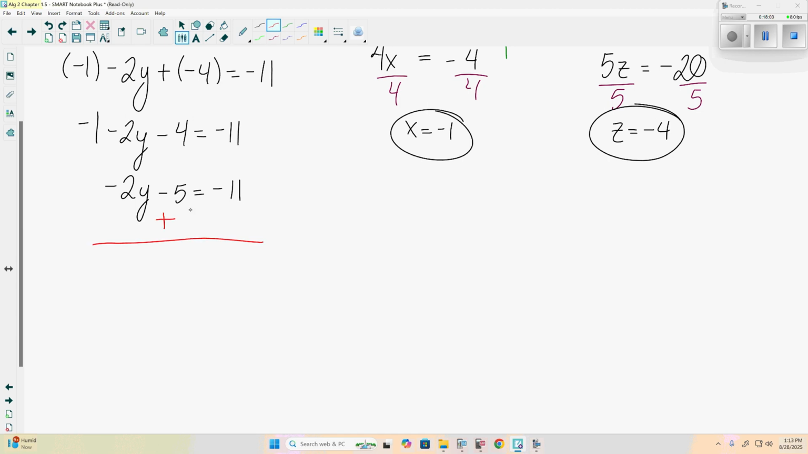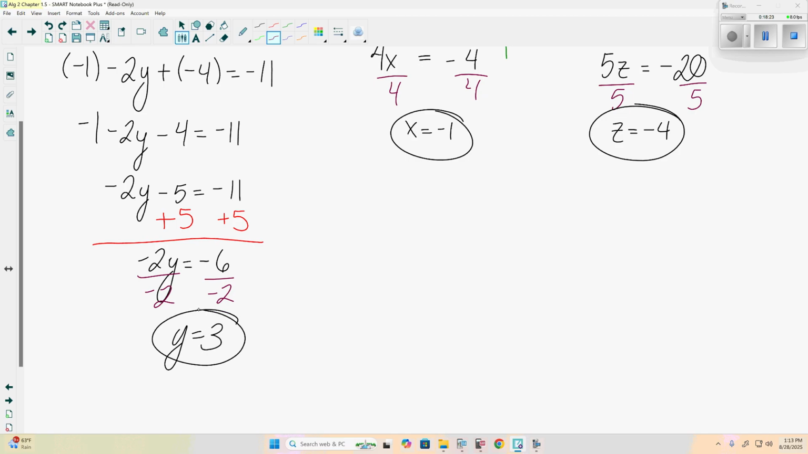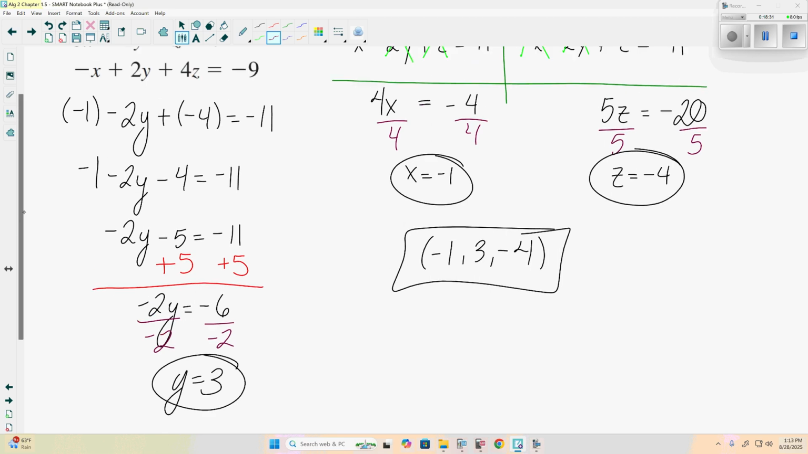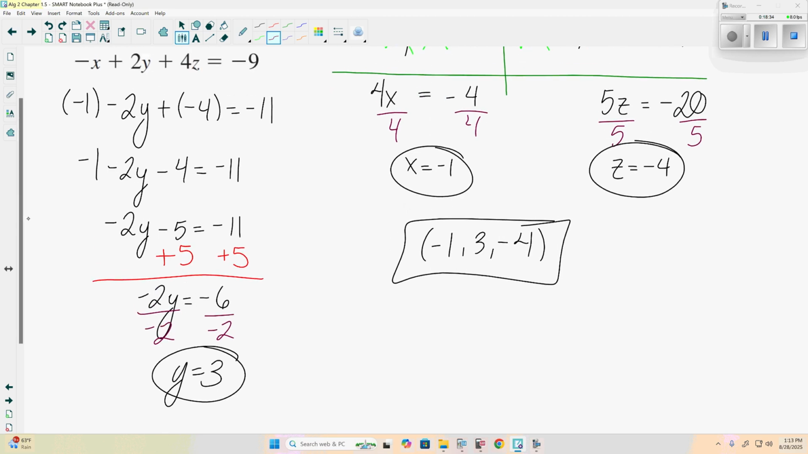At this point here, we can add 5 to both sides, showing us negative 2y is equal to negative 6. Last but not least, we're going to divide both sides by negative 2, telling us y is 3. So negative 1, 3, negative 4 is our system, or our solution.